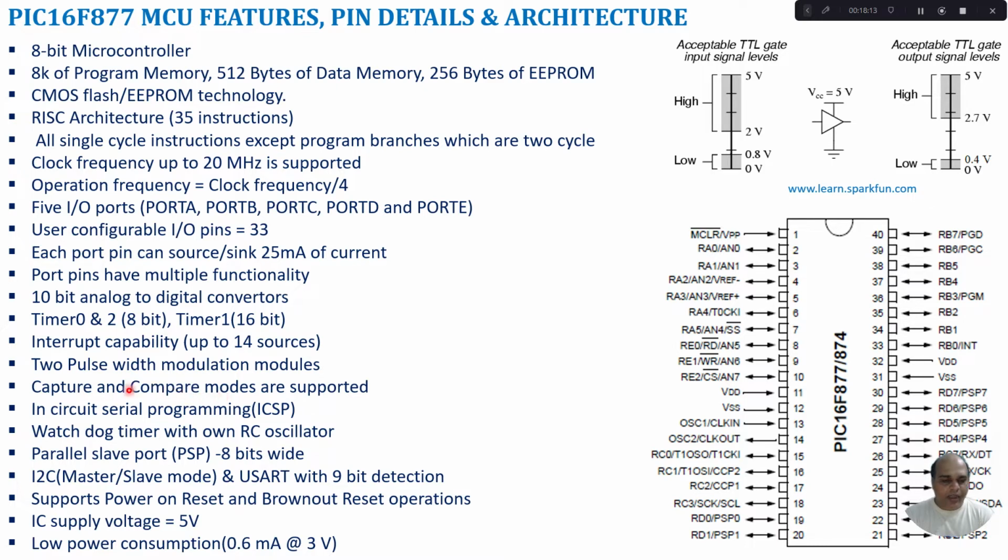Then our microcontroller supports in-circuit serial programming. In short form, we call it ICSP. In-circuit serial programming means we write our program on a computer. This computer holds a compiler which converts your high-level language program into a machine-level language program. Now this machine-level language program should be put onto the program memory of your microcontroller.